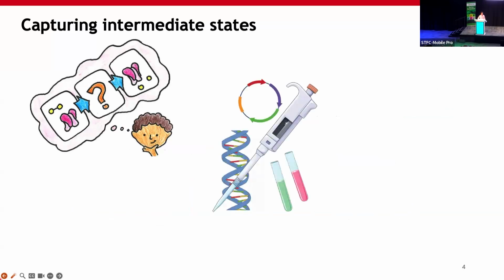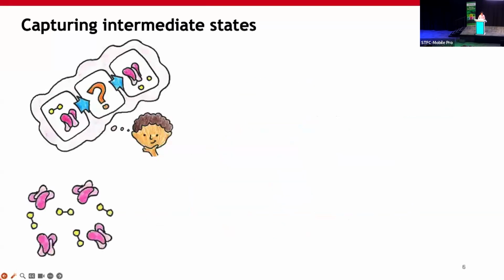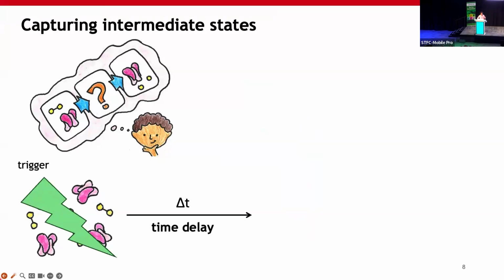You could use some clever biochemistry, but what about doing it in real time, if you were able to do it? So how you go about this is that you start with your system and you apply some kind of trigger to start your reaction. This trigger can be anything: mixing with something, light, temperature jump, magnetic field, I don't know. And then you let the reaction proceed for a certain time delay, which has to be precisely controlled.